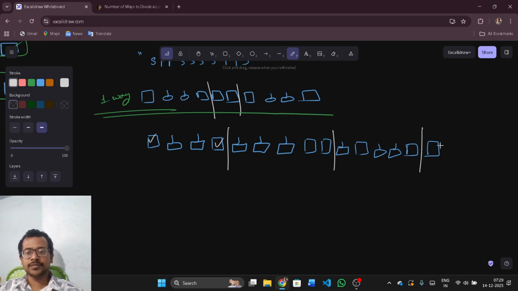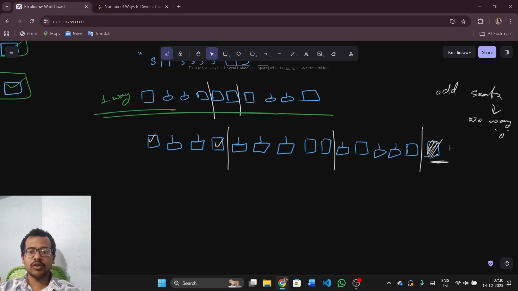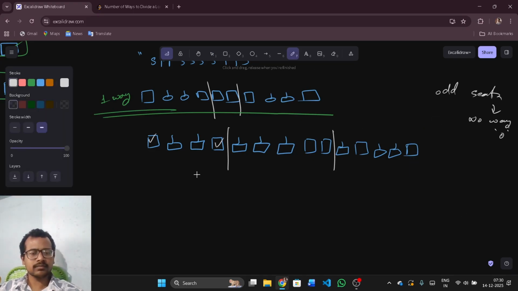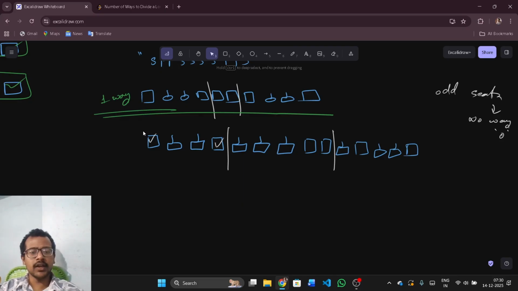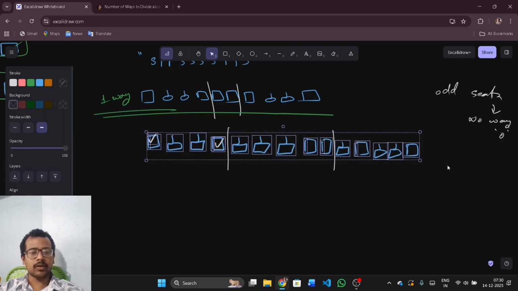Now imagine, if I had another seat, then I would make a corridor here with two seats. But if you see, this one seat is an error. If I have an odd number of seats, then there is no way, and we return 0. Why? Because in one corridor we'll be left with only one seat. Okay, that's good to know. Now, is this the only way that we can place the corridors?